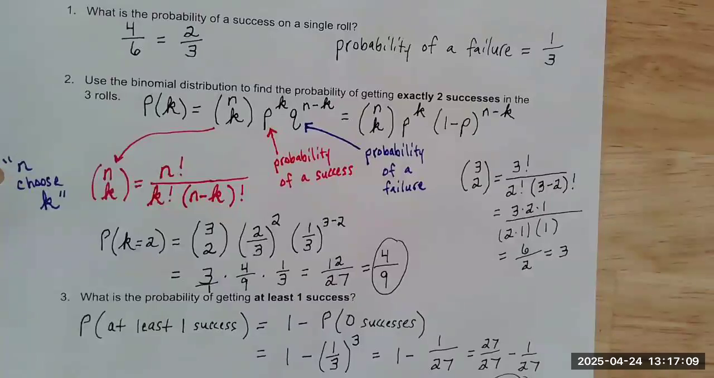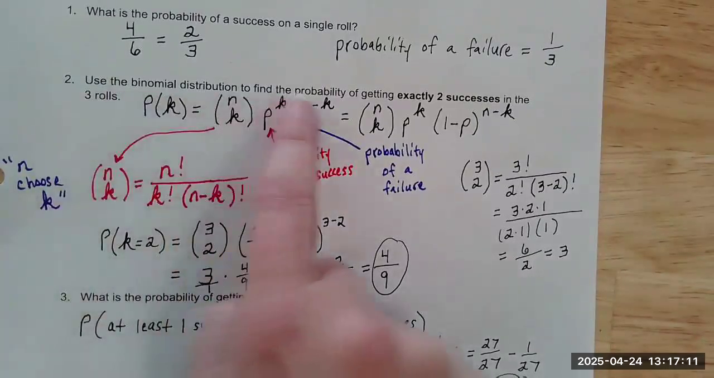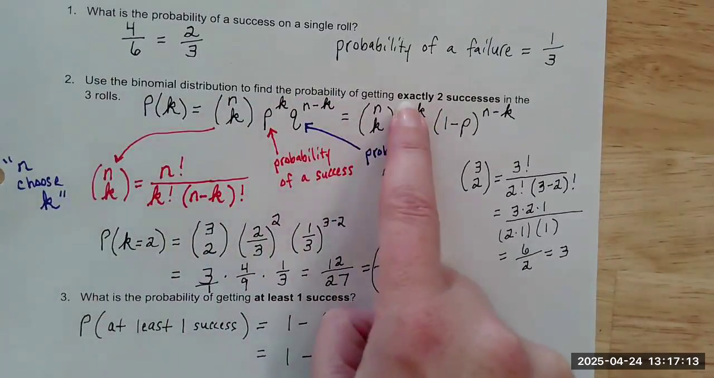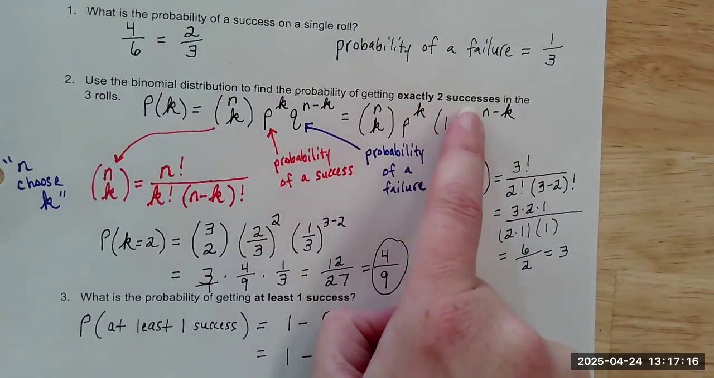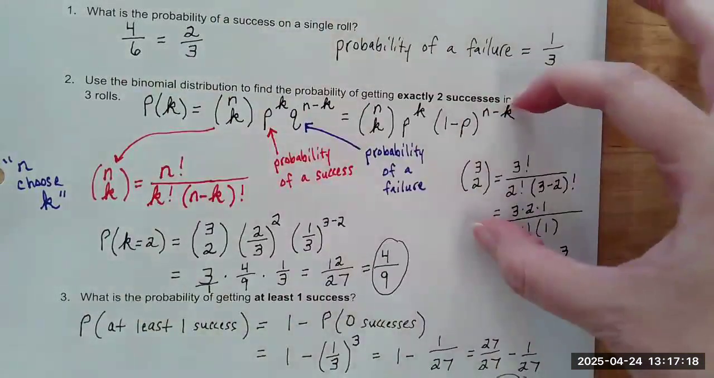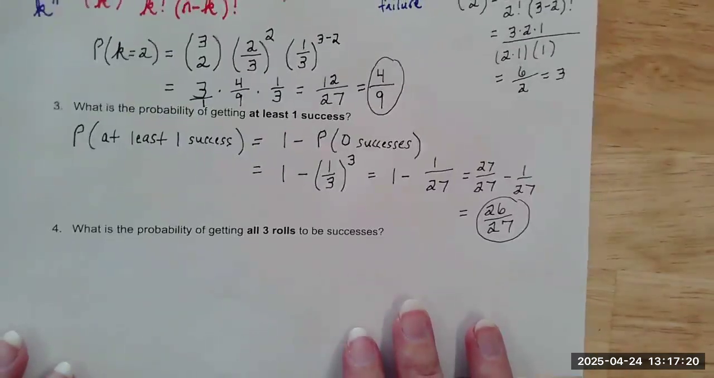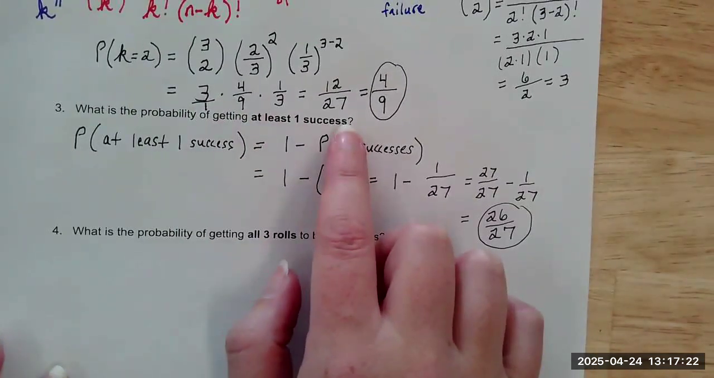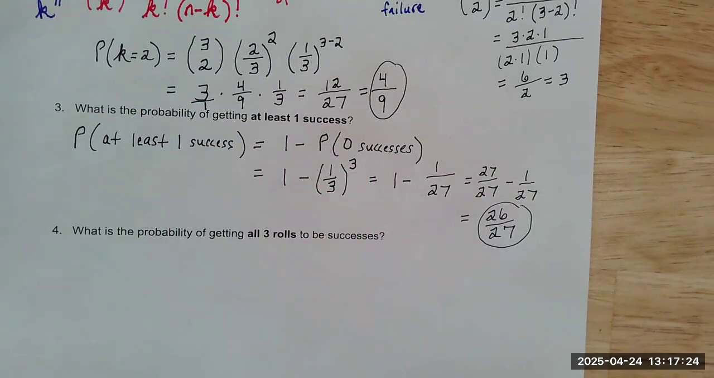So if you think about how they wrote this one, they said use the binomial distribution to find the probability of getting exactly 2 successes. That was us using the binomial. But because it said at least 1 success, we had to think of probability of getting exactly 1 and exactly 2 and exactly 3 and adding those all up. Or we did the complement of that, which ended up being faster, where we did 1 minus the probability of getting none of them with an S.